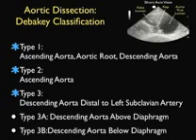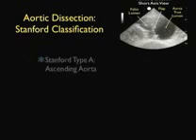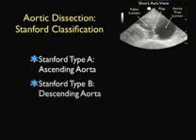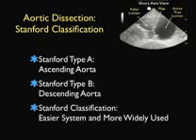The other widely used classification for aortic dissections is known as the Stanford classification. And it's an easier one to remember as a Stanford type A dissection only involves the ascending aorta. A Stanford type B dissection, conversely, involves the descending aorta. Thus, it's an easier system to remember and now more widely used when describing aortic dissections.